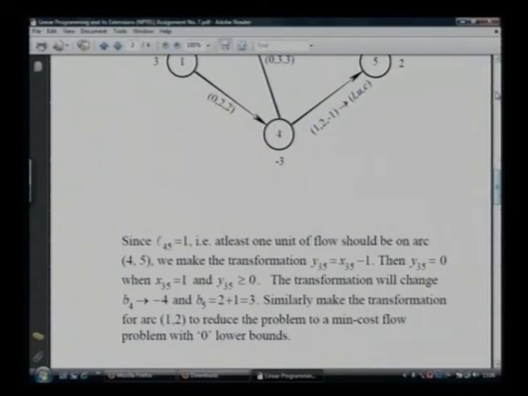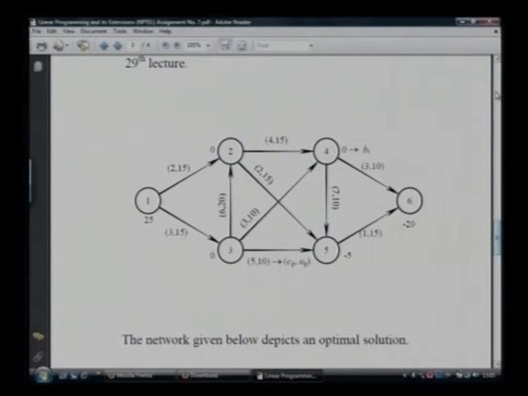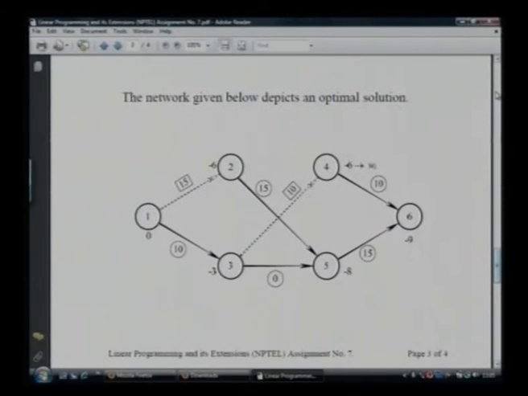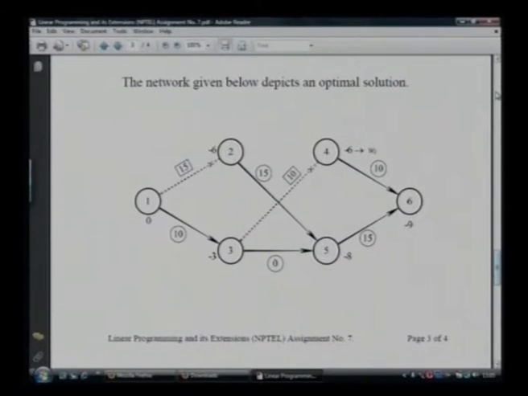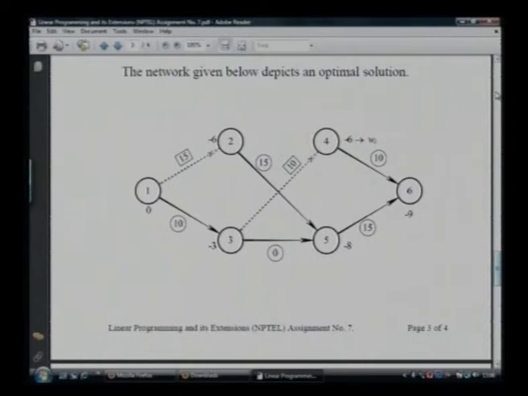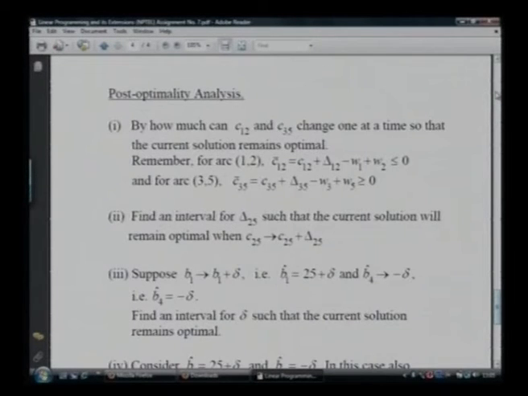Now, problem 3 shows you this min cost flow problem, which I had worked out in the 29th lecture. Then the optimal solution I am showing you in the next network. Fine, and then I am asking you a few problems to look at, and so this is sensitivity analysis or post optimality analysis. I am saying, by how much can C12 and C35 change one at a time, so that the current solution, with respect to this network, you are going to now answer these questions.